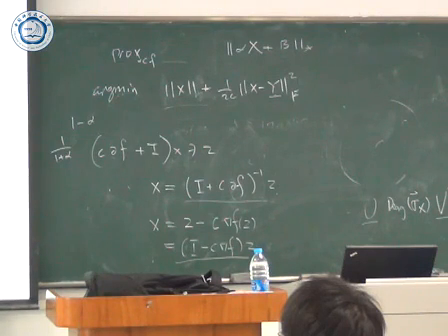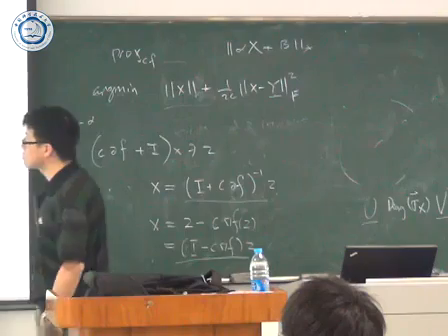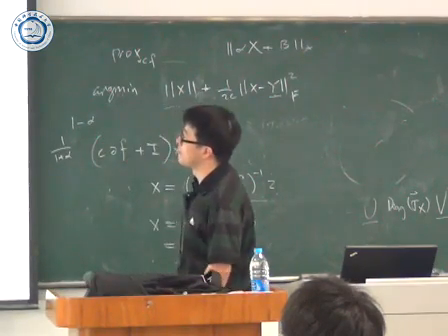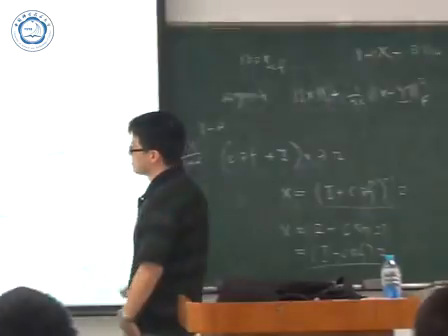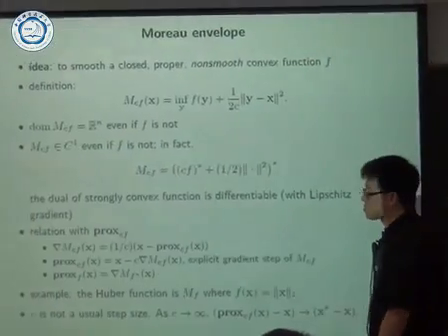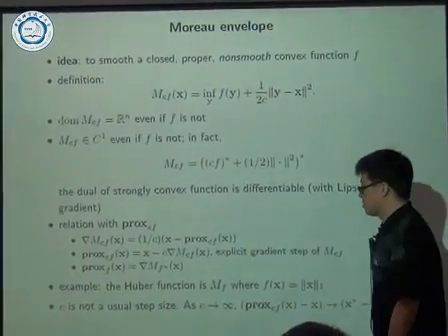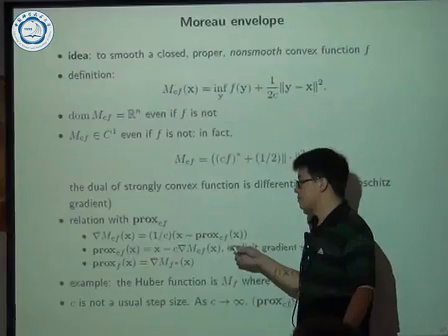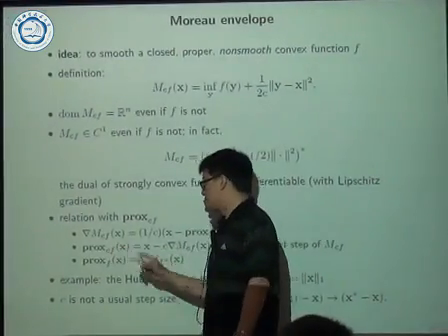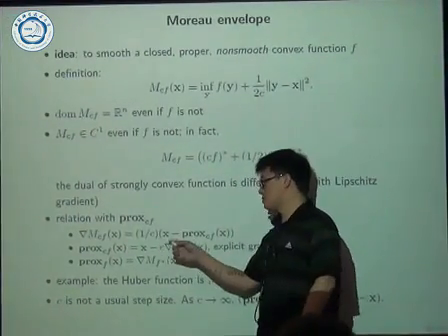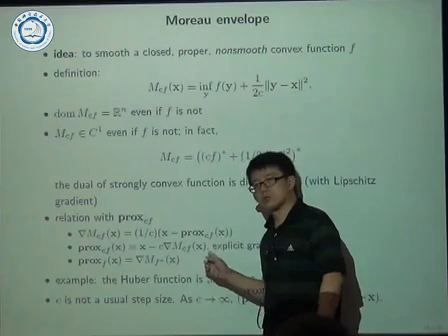Okay, so if you look at f, the input is y. If you look at this problem, the input is x. You minimize over y, but you smoothed it. There are a bunch of properties, but the main thing is the gradient of the Moreau envelope is just the proximal. Whenever you take the gradient of the Moreau envelope, you can always write it as a simple relation with the proximal operator.